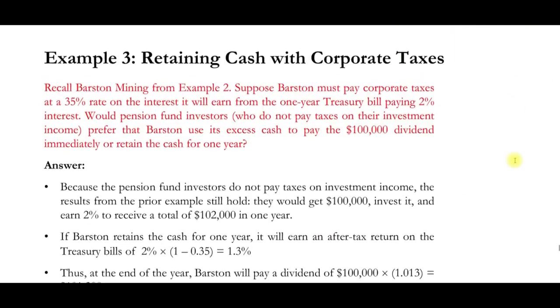So this is just an extra example. We are actually following the previous example. Suppose the company must pay corporate taxes at a 35% rate on the interest that it will earn. So 2% was the interest rate.